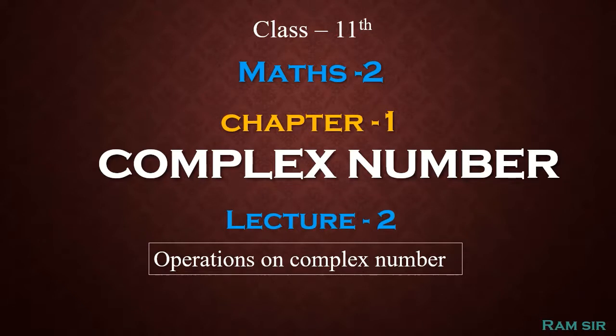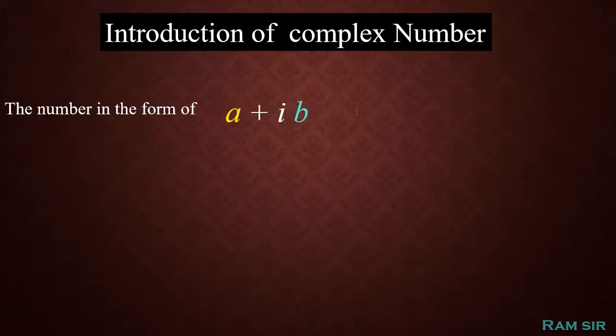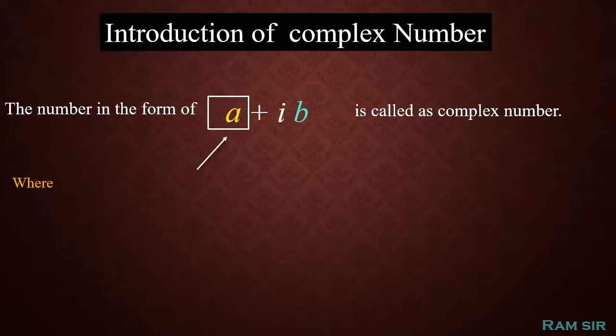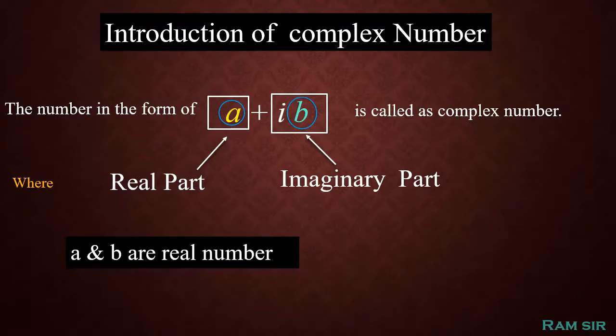So before starting with the question, let's revise the introduction of the complex number, which we also discussed in a previous lecture. The number which is in the form of a plus ib is called a complex number, where this a is the real part of a complex number and ib is the imaginary part of a complex number. And a and b are always real numbers. a and b can never be complex numbers.